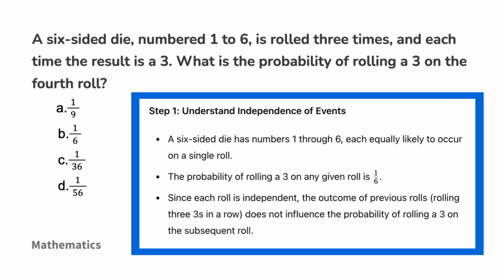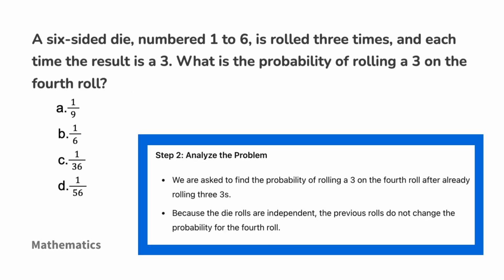And since each roll is independent, the outcome of previous rolls, for example, the information about rolling 3 threes in a row in the past, does not influence the probability of rolling a 3 on the subsequent roll. So now it's time to analyze the problem. We are asked to find the probability of rolling a 3 on the fourth roll after already rolling 3 threes. Because the die rolls are always independent, the previous rolls do not change the probability of the fourth roll.